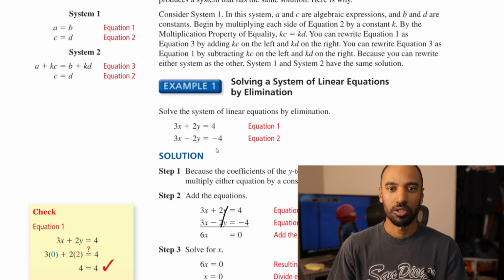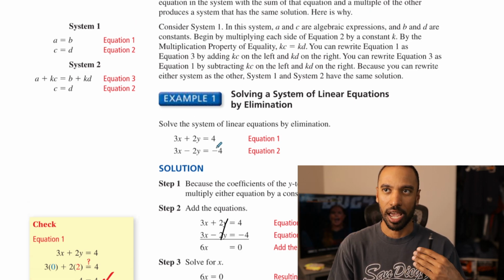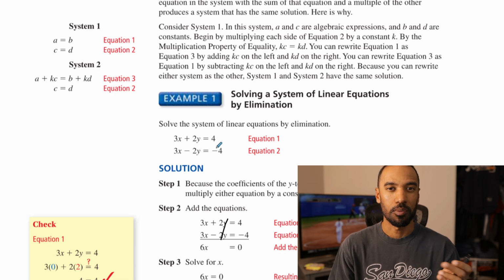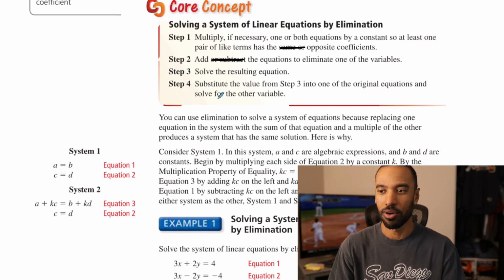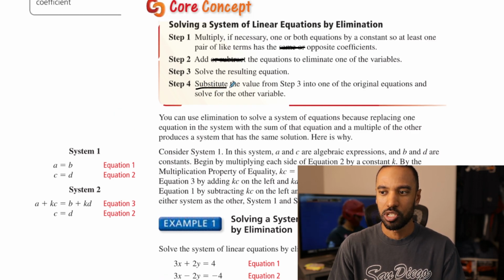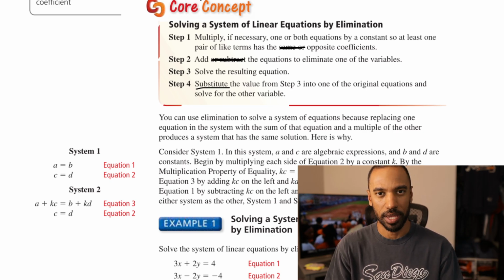And then from there, look, the elimination method, generally, we use the elimination part for just the first variable. After that, we kind of technically use substitution. So what are they going to do next? Substitute the value from step 3 into one of the original equations and solve for the other variable. So we solve for x, we got 0.